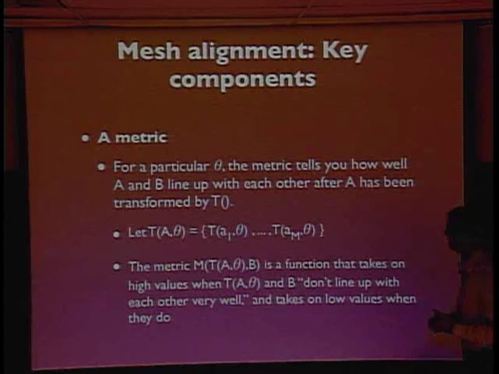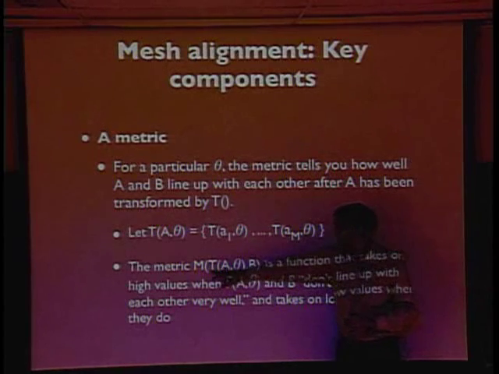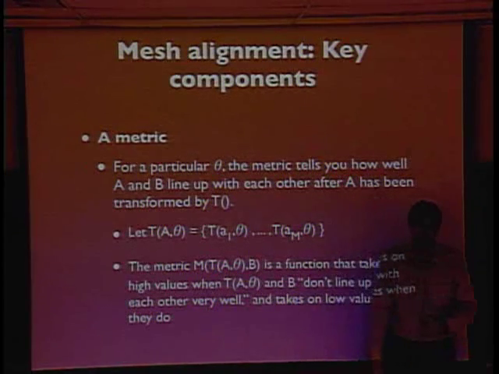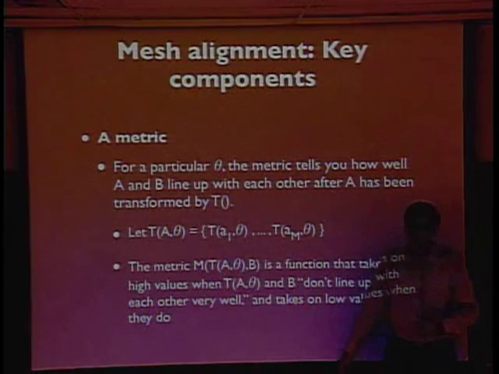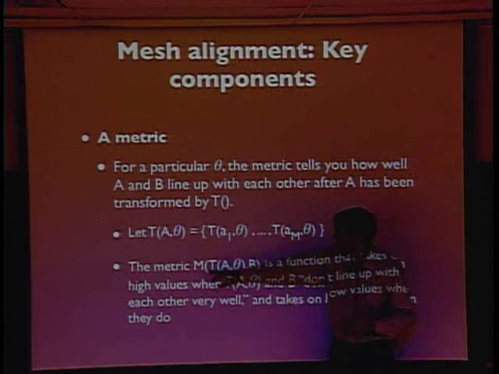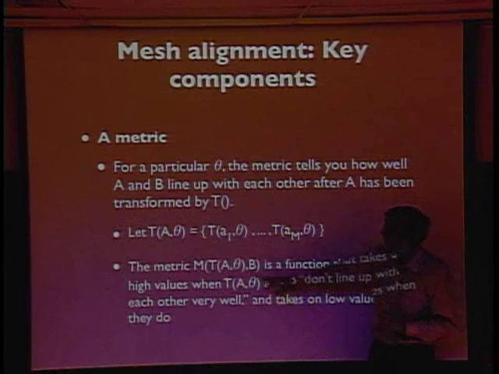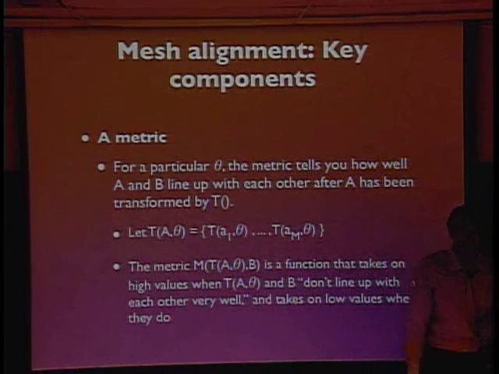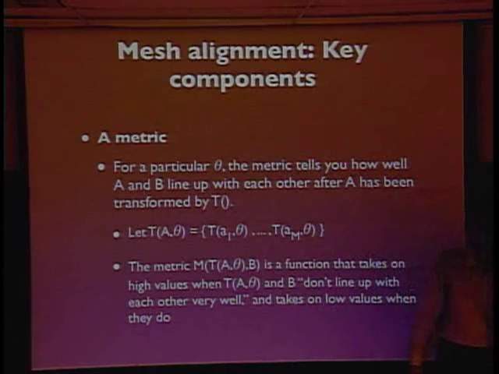So the metric takes our moving mesh, A, and moves it by applying a particular geometric transformation to it. This is the output of applying T to all the points in A, where T's behavior is governed by the parameters theta. It also takes B, which is our fixed mesh, as an input, and it maps these two to some real number.